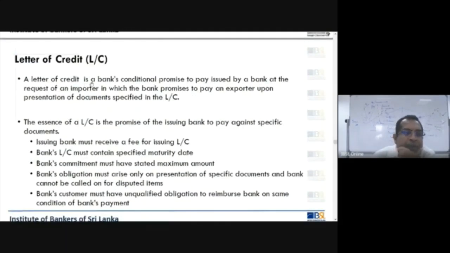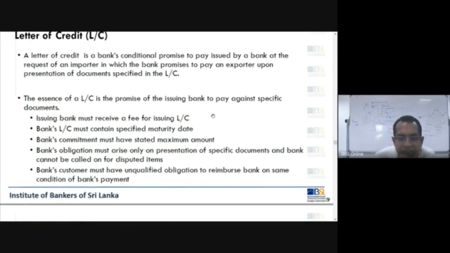So a letter of credit is bank's conditional promise to pay issued by a bank at the request of an importer, in which the bank promised to pay an exporter upon presentation of documents specified in the LC. We deal only with LCs. Then we have this must contain specific maturity date. You have to ship goods before this date and present the documents before this date. There is a specific maturity date. If you present after the maturity date, we don't accept.